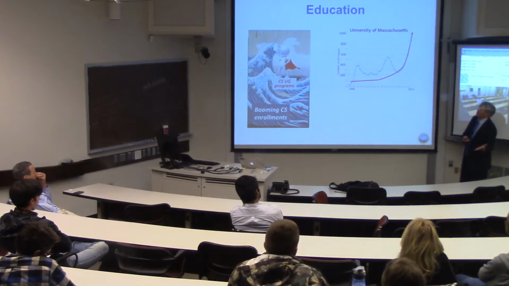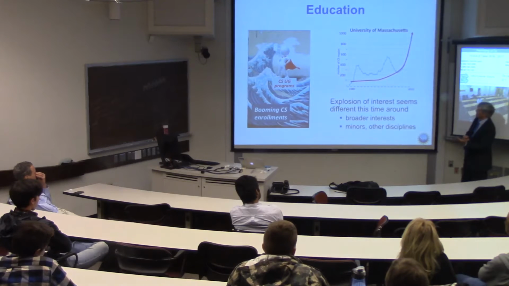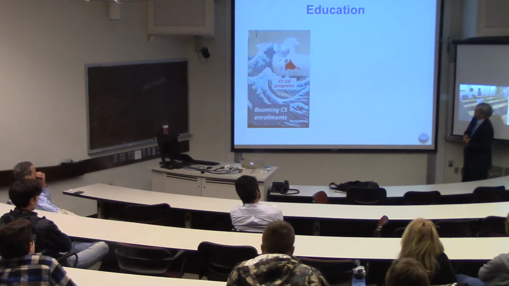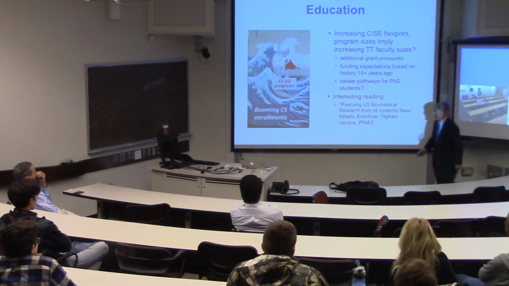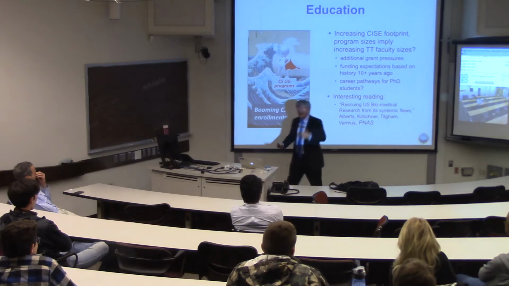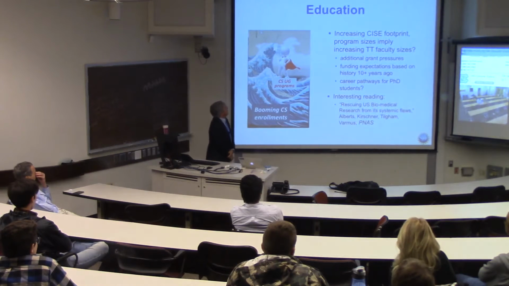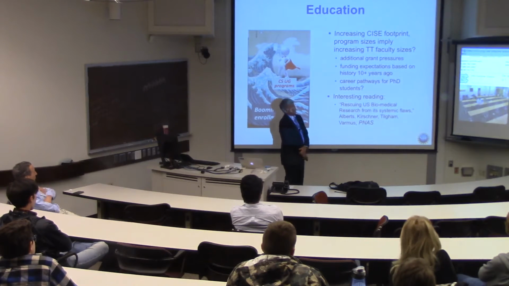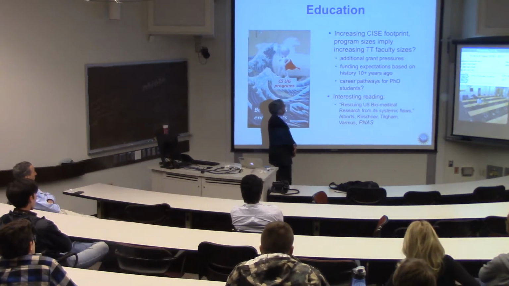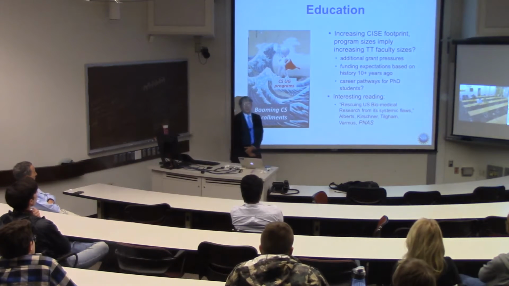Now that exceptional period of growth, I think, is going to have some consequences. In particular, this one's for Kevin, I think, right? Well, actually, the next one is. This is getting to the question that came up earlier about, well, look, we've got an increasing size footprint. We see increasing tenure track faculty sizes. TT stands for tenure track. What happens with additional grant pressures?